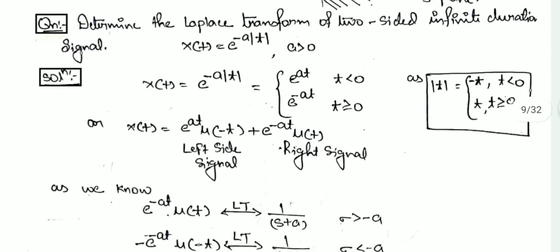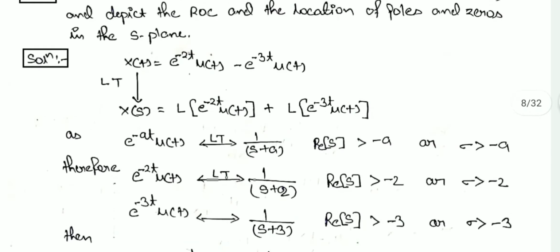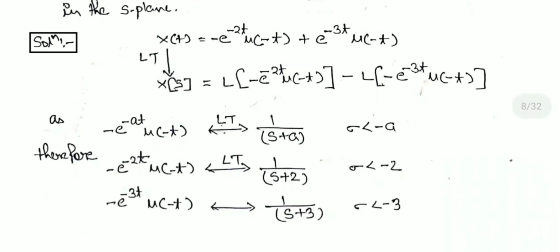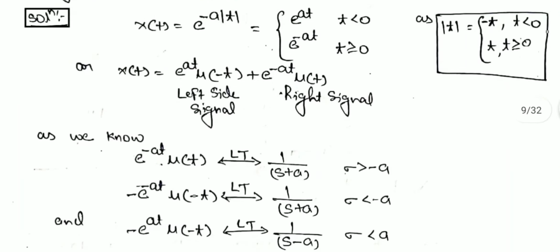Then our next question is: in our first question we saw the case where both signals are right-sided, and in our second question we saw the case where both signals are left-sided. Now our third problem is based on the case where one signal is left-sided and one signal is right-sided.